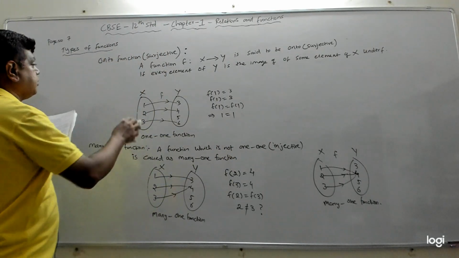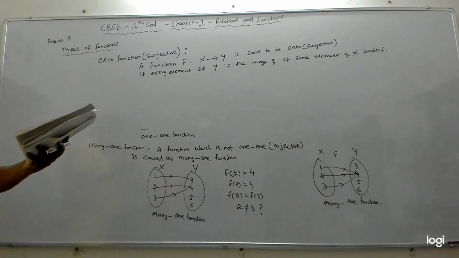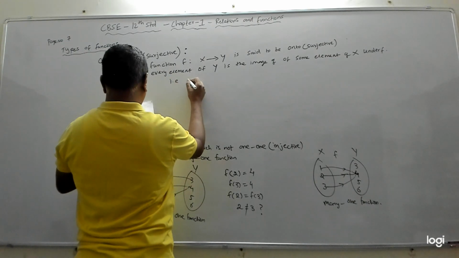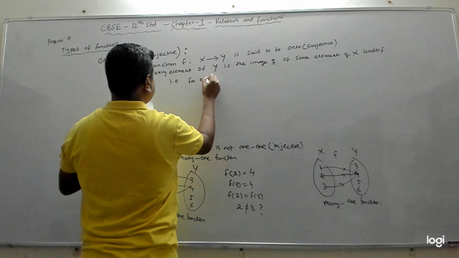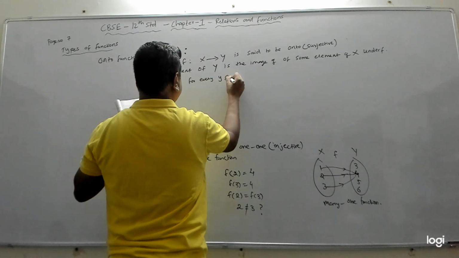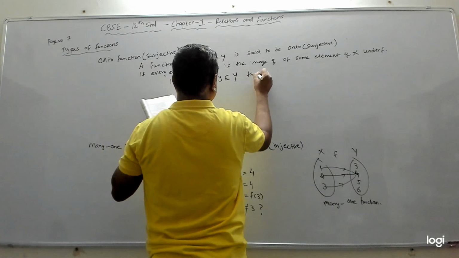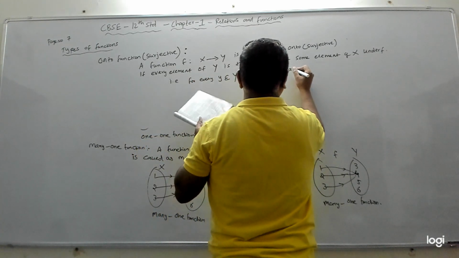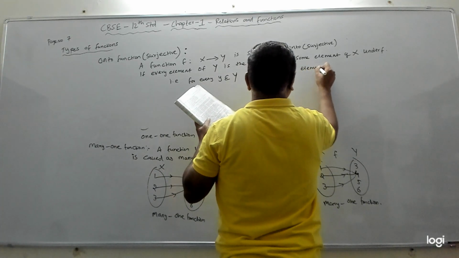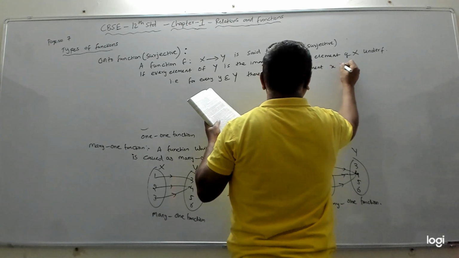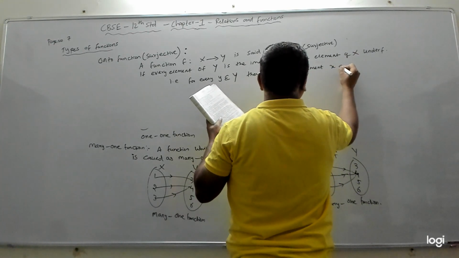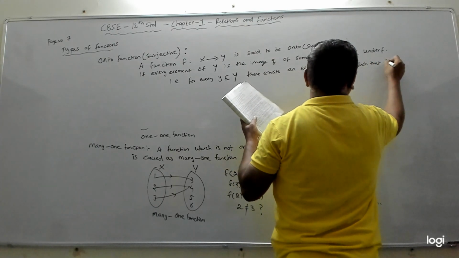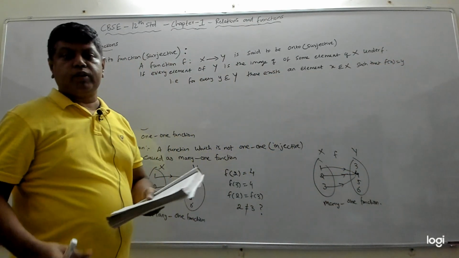That is, in other words, for every element y belonging to the set Y, there exists an element x belonging to capital X such that f of x should be equal to y.